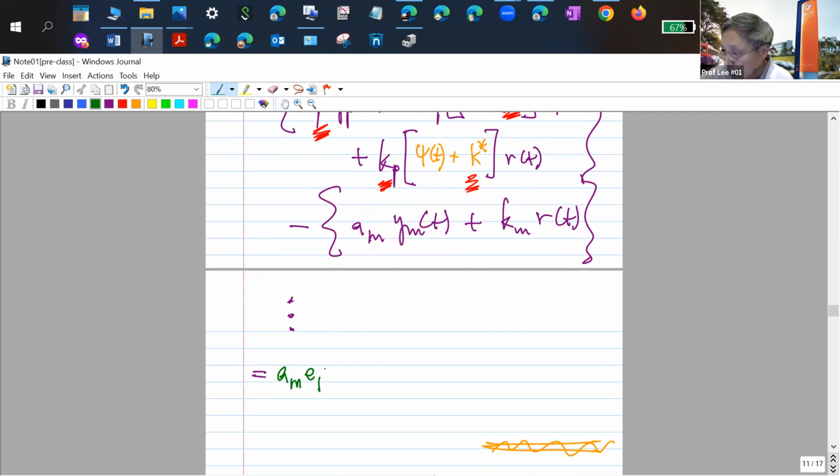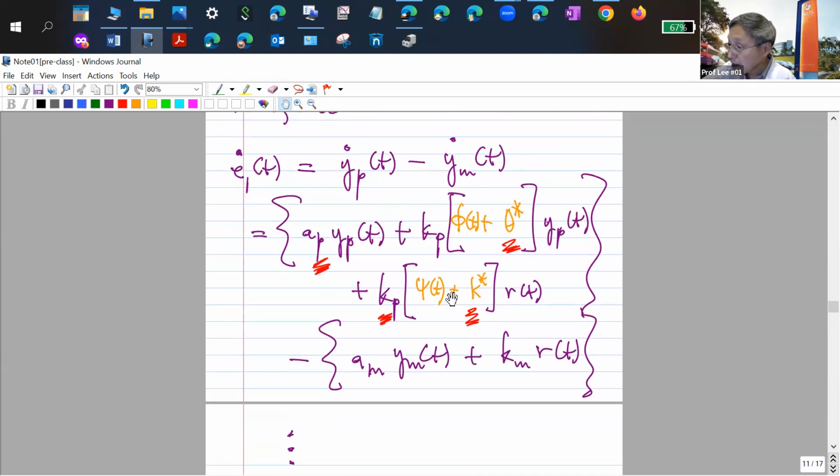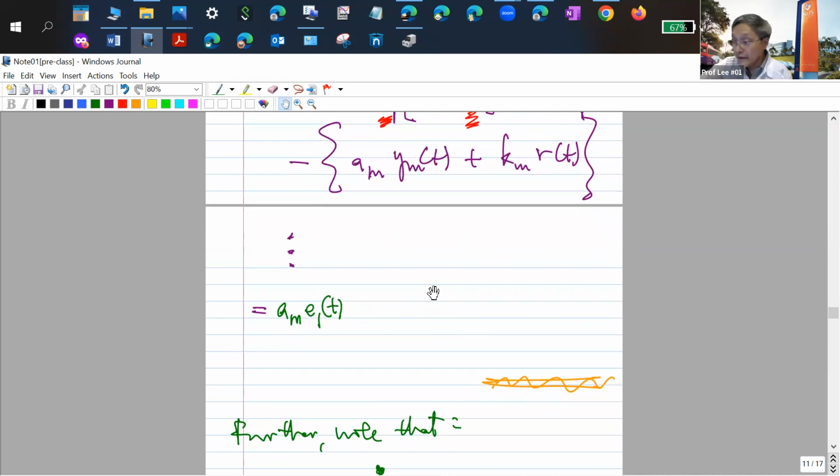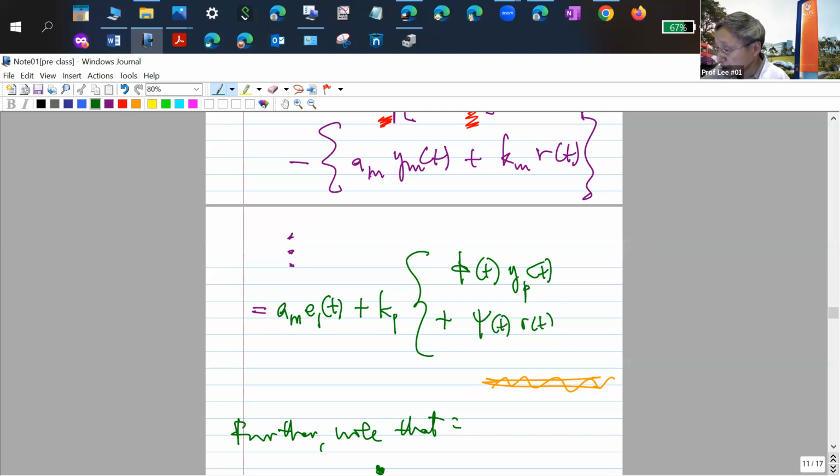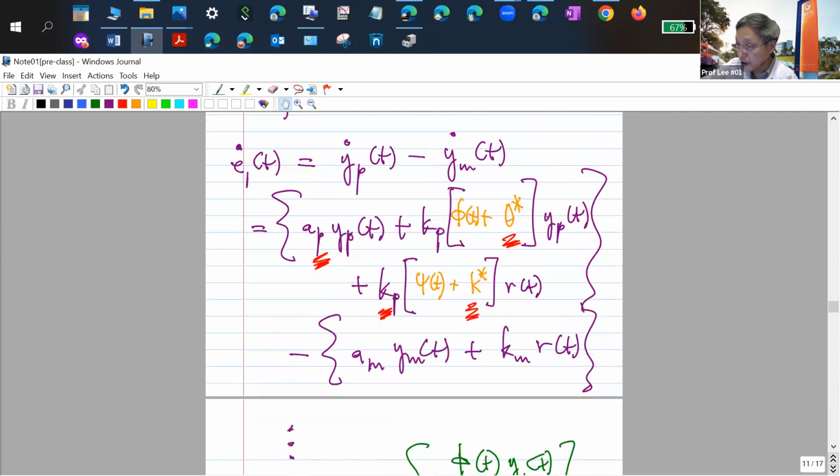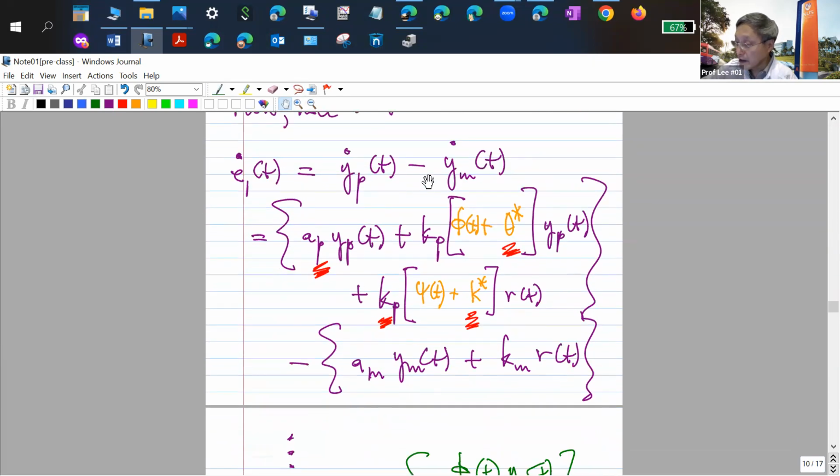If you simplify it, you will find that this turns out to be Am E1 of t. Remember that you can take Kp theta star and combine it: Ap plus Kp theta star is going to be Am, then Kp K star is going to be Km, leaving you with the errors. So you're going to get Am E1 plus Kp times P of t Yp of t plus C of t R of t. That would be the expression simplifying E dot, which we will later put in here.